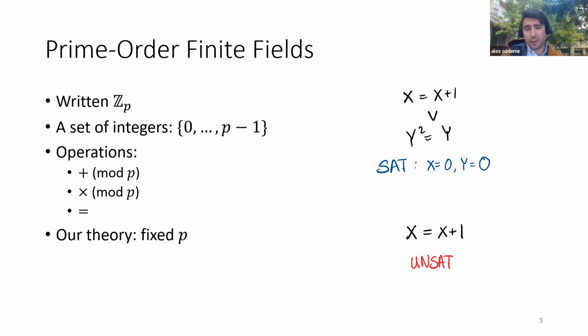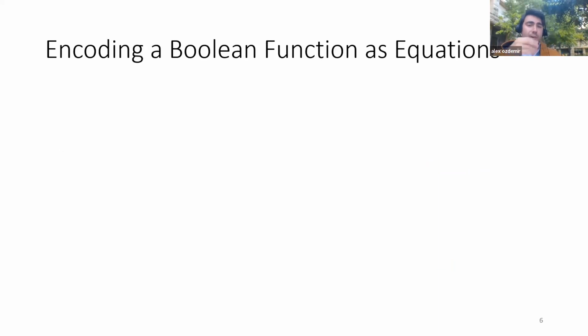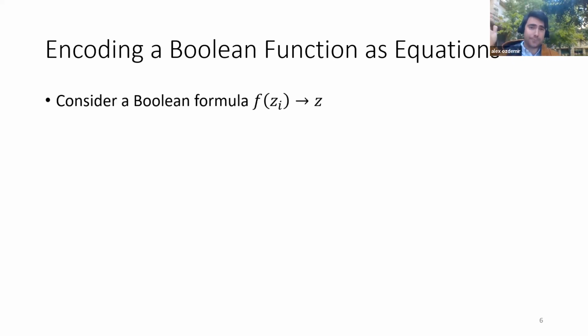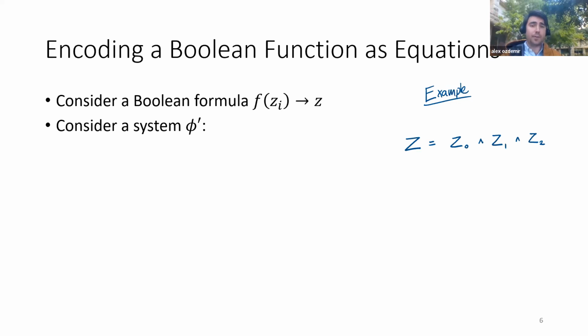What are the actual formulas that we'd like to be able to solve? Well, the actual formulas are related to zero knowledge proofs. In particular, they're related to field equations that encode some other kind of computation. And the benchmarks that we used while we were developing our solver are all related to equations that are supposed to encode Boolean functions. So let's think about what it means for a system of equations to encode a Boolean function. We'll let our Boolean function be called f. It has inputs z_i, and it has a single output z. For example, f might be a conjunction of 3 inputs. So it might be z equals z0 and z1 and z2. Our system of field equations we'll call phi prime.